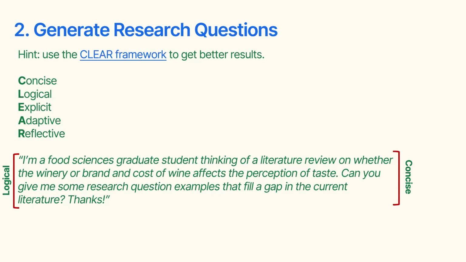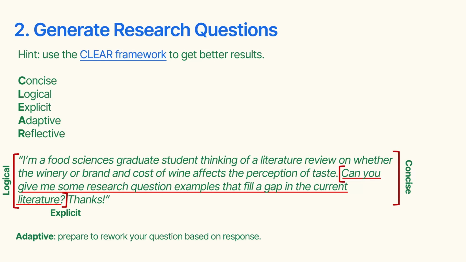I'm a food sciences graduate student, and I want to look at the perception of taste based on the winery and the cost of the wine. I'm explicit about what I want. Can you give me some research question examples? You need to tell the system or the tool what it is you're looking for. Maybe you don't know what you're looking for. In this case, for writing a literature review, okay, maybe you do. Just in general, maybe you don't. And you can also use these tools to brainstorm what it is you're looking for. But in this case, we're looking for a research question, so I specifically state that in there.